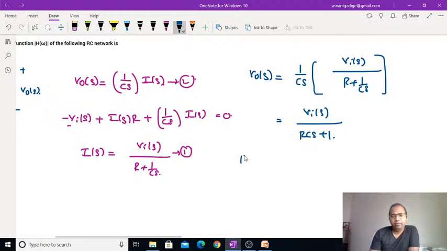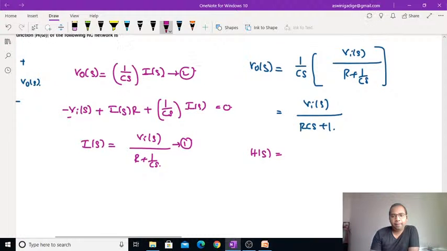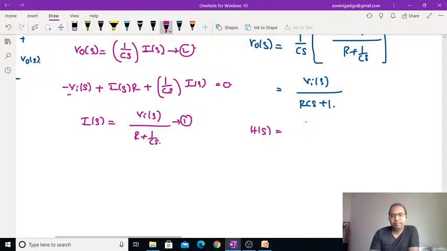And now the transfer function, that is H of S, can be taken as V naught of S divided by VA of S is equal to 1 divided by RCS plus 1.